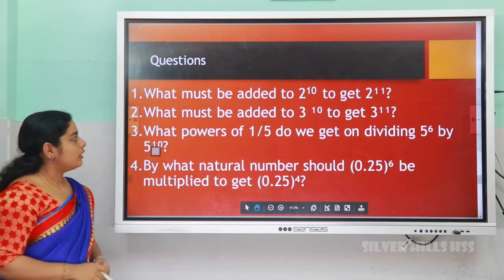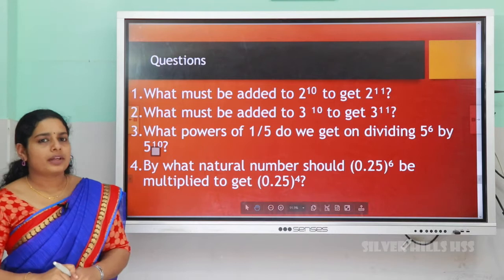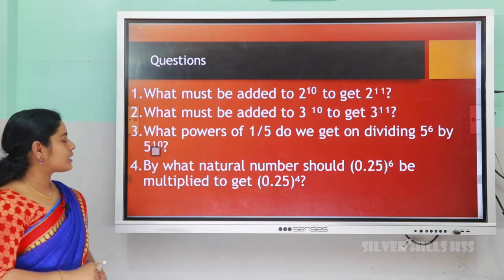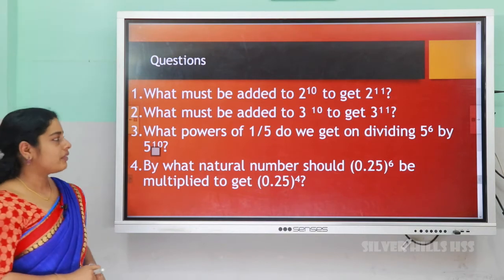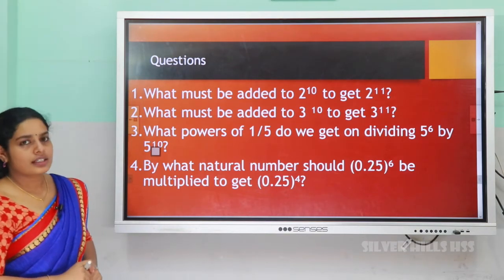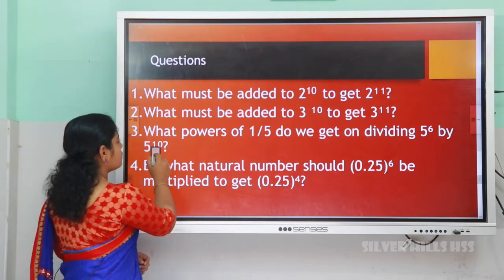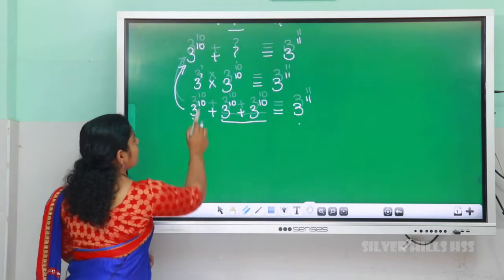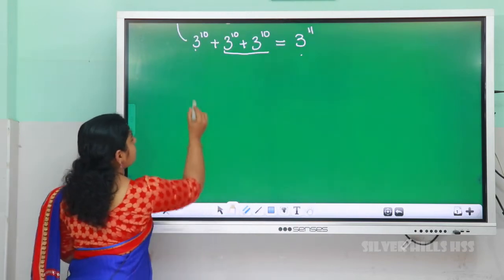third question. What powers of 1 by 5 do we get on dividing 5 raised to 6 by 5 raised to 10? We need to find the power of 1 by 5 if we divide 5 raised to 6 by 5 raised to 10.